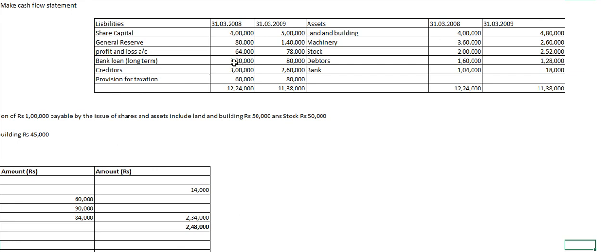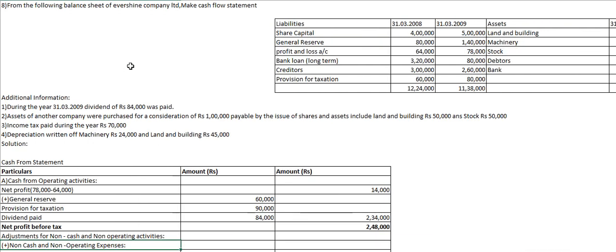Bank loan long term, so it has decreased, which means your bank loan you have paid it, so you will minus it since it is an outflow of cash. Creditors have decreased, so you will minus it. Provision for taxation, you have your opening and closing balance, and you have something regarding provision for taxation, which is income tax paid during the year. So you will prepare a ledger account for it.